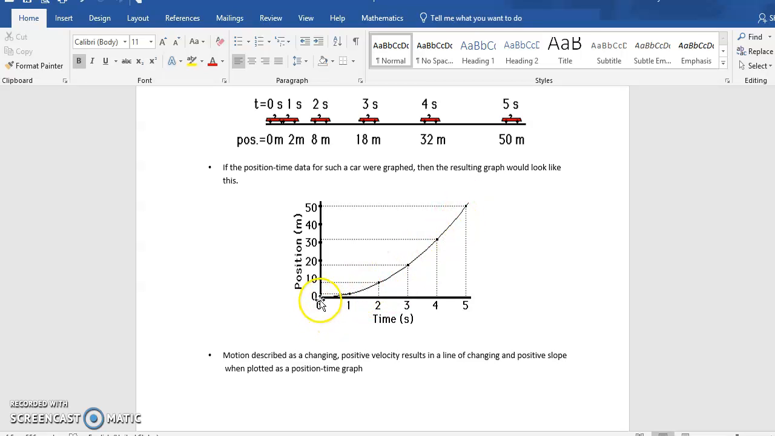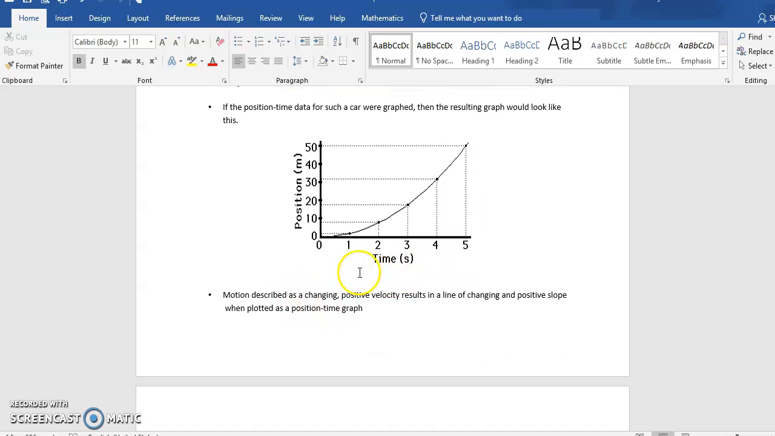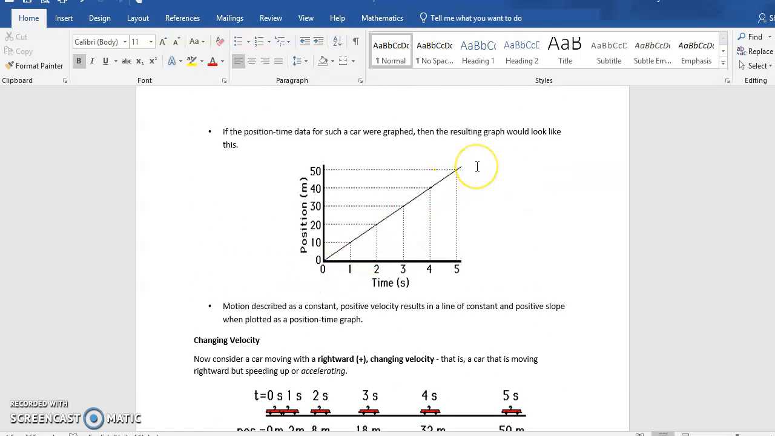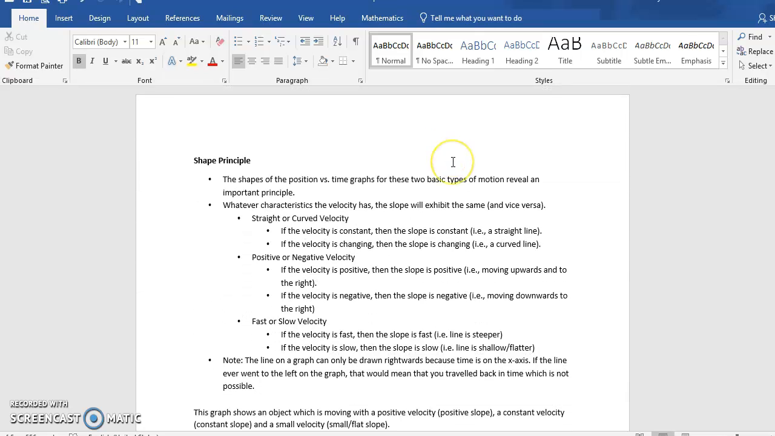So basically you can look at this and see, okay, our velocity started slower and then our velocity changed throughout this graph. Okay, so like it says here, motion like this would be described as a changing positive velocity, resulting in a line of changing and positive slope. So make sure you know the difference between a constant velocity and a changing velocity for position time graphs.